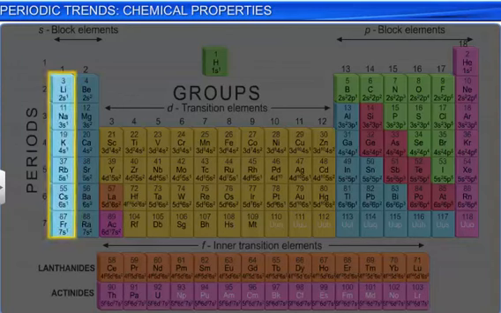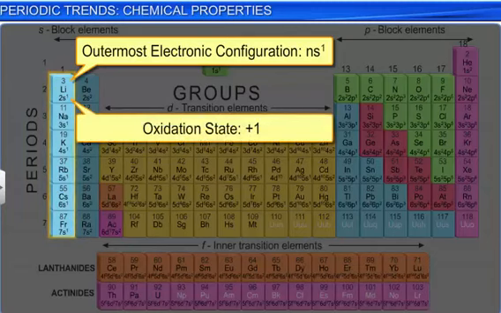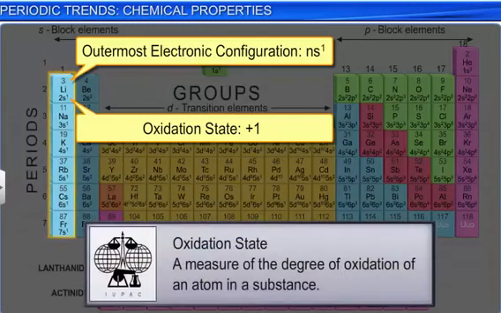You have learnt that the reoccurrence of similar outermost electronic configuration after certain regular intervals causes periodicity in the physical properties of elements. Now let's see how periodicity affects the chemical properties of elements. Oxidation state is one of the periodic properties of an atom. According to IUPAC, an oxidation state can be defined as a measure of the degree of oxidation of an atom in a substance.